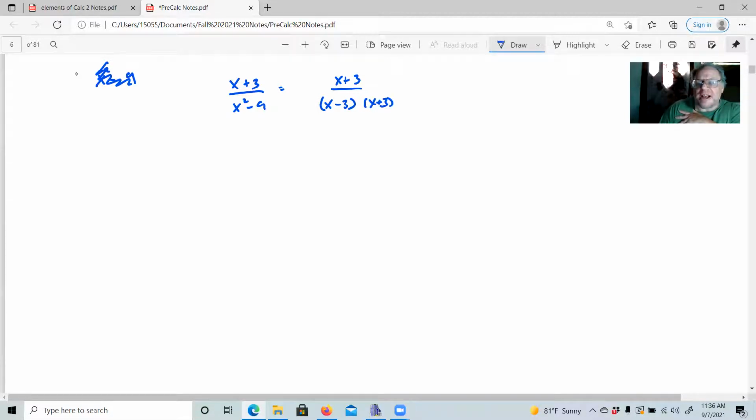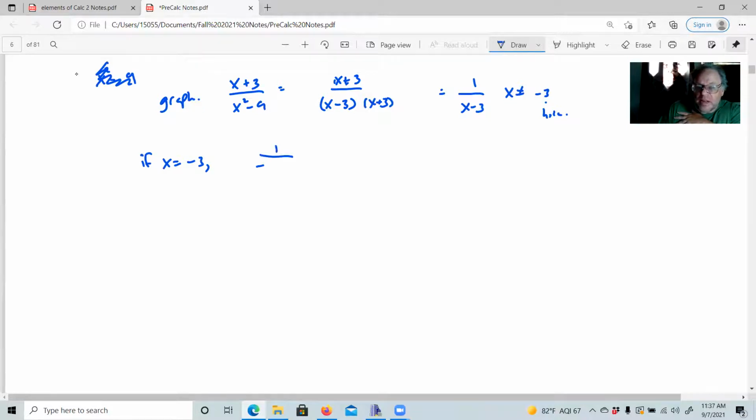Hey, look, we got a common factor here. So the x plus 3's cancel out, but we have 1 over x minus 3 with the caveat that x cannot equal -3 at this point. x can't be +3 either, but we have a hole here. One of the things I'm going to ask you is, where is this hole? We're going to plug it in. So if x were to be -3, what would that look like?